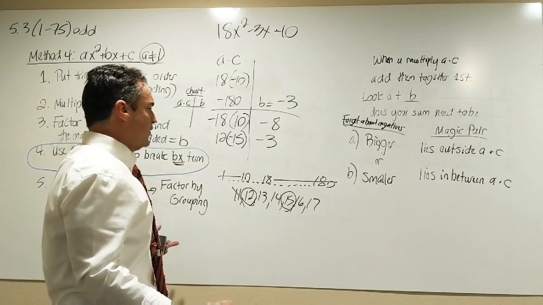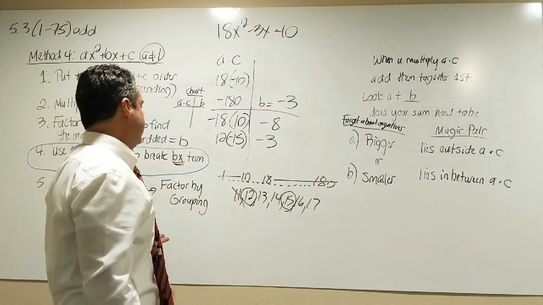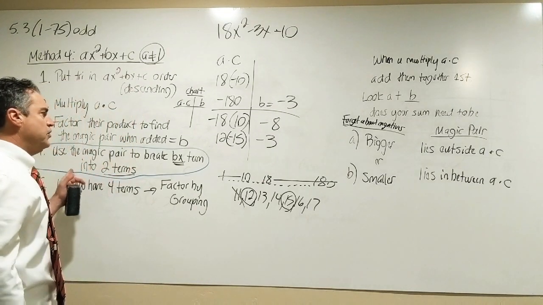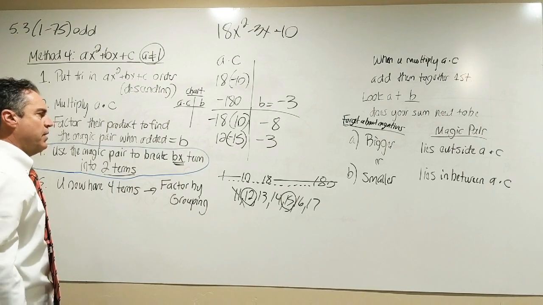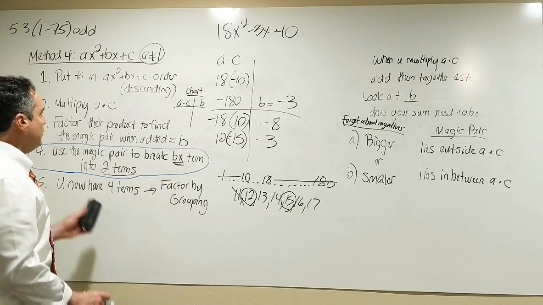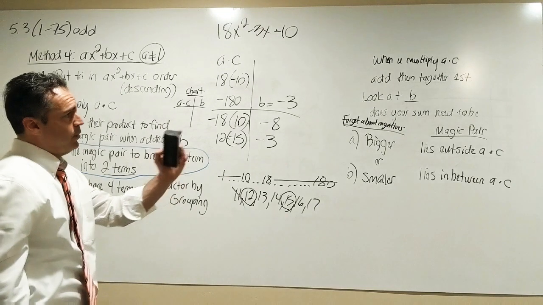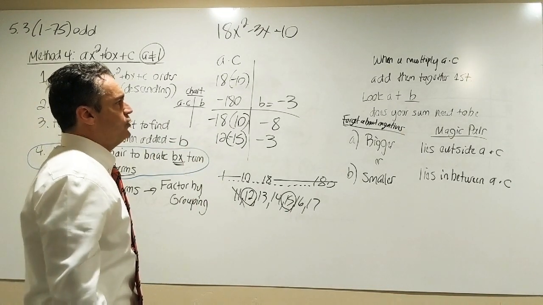So, are we done with this problem? Not yet. Remember, we now need to use the magic pair to break bx up into 2 terms, okay? So we kind of run out of board space here. And I want to leave this process on the board, and I kind of want to leave that process on the board too.